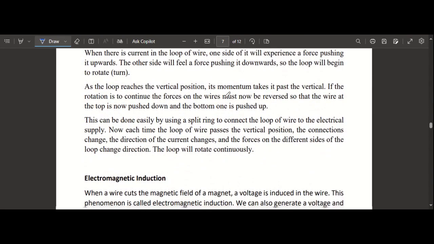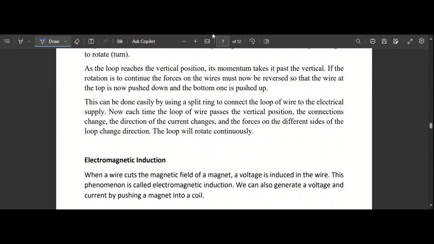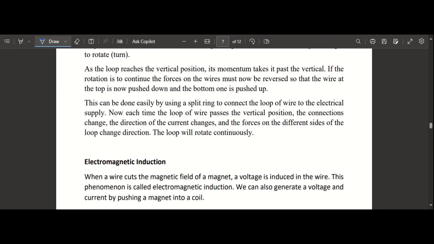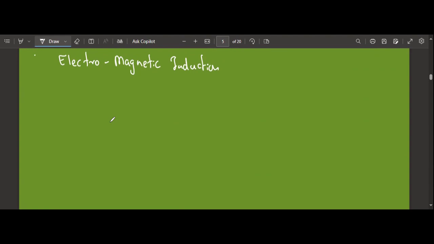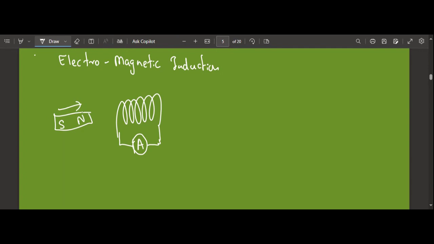So simply, electromagnetic induction means, remember, whenever there is a magnet and a coil, connected like this through some sort of ammeter, and if we bring a magnet towards or away from it, you will see there will be a current in this coil.